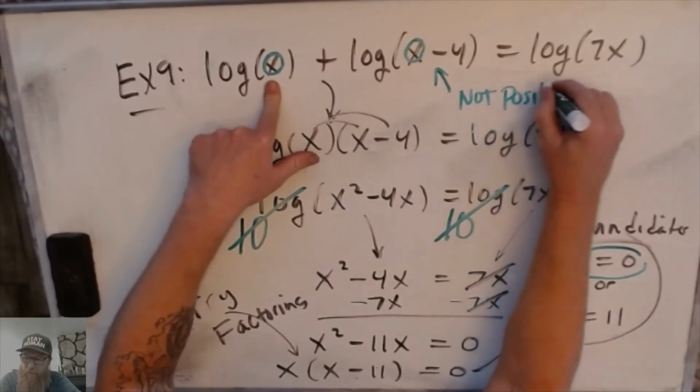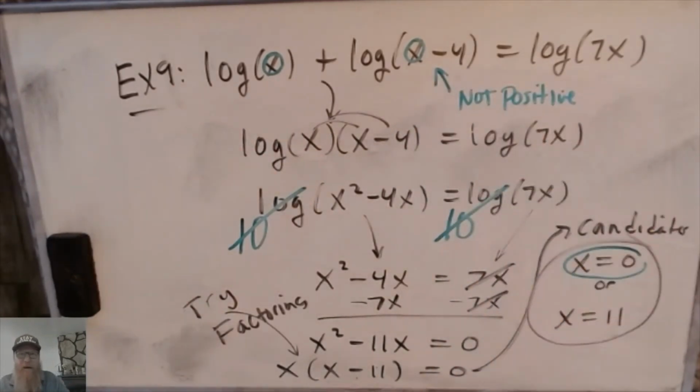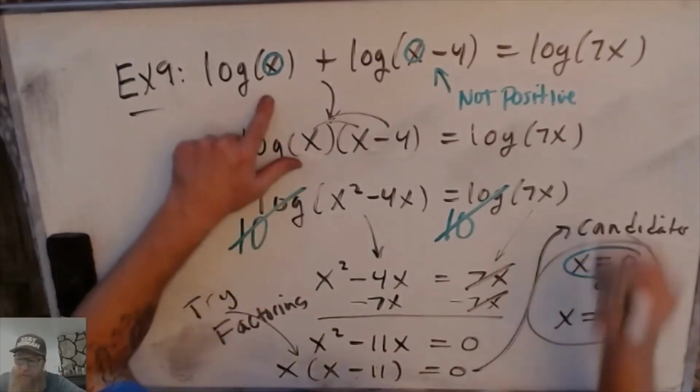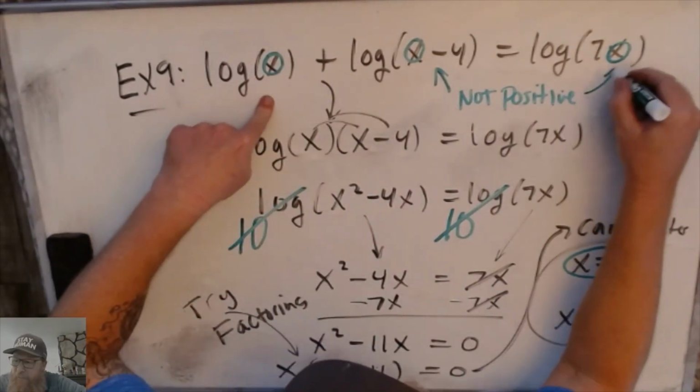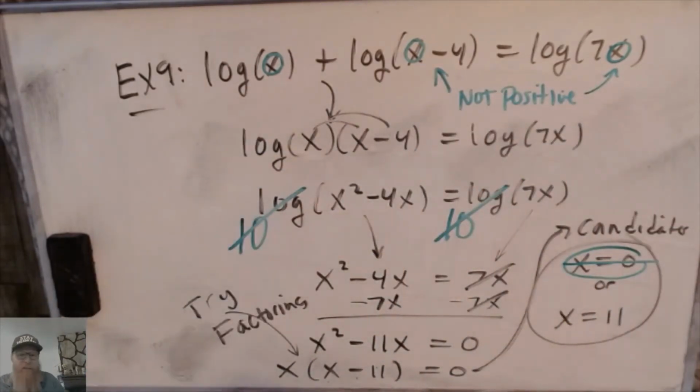No. Yeah. 0 minus 4 is not positive. In fact, you're supposed to put a 0 here as well. None of these are positive. So 0 is no good. You cannot have 0.